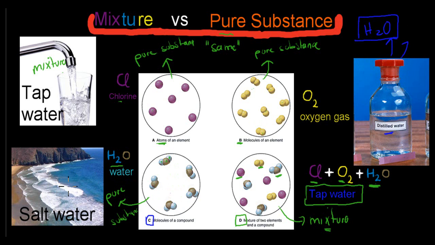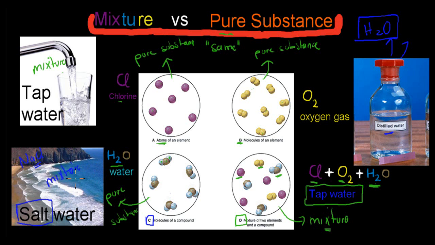Whereas salt water will have lots of H2O because it will have a lot of water molecules, but because it also has the word salt in it, salt water will also have, for example, NaCl, right? So it has other chemicals in it apart from only water. So salt water would also be a mixture.